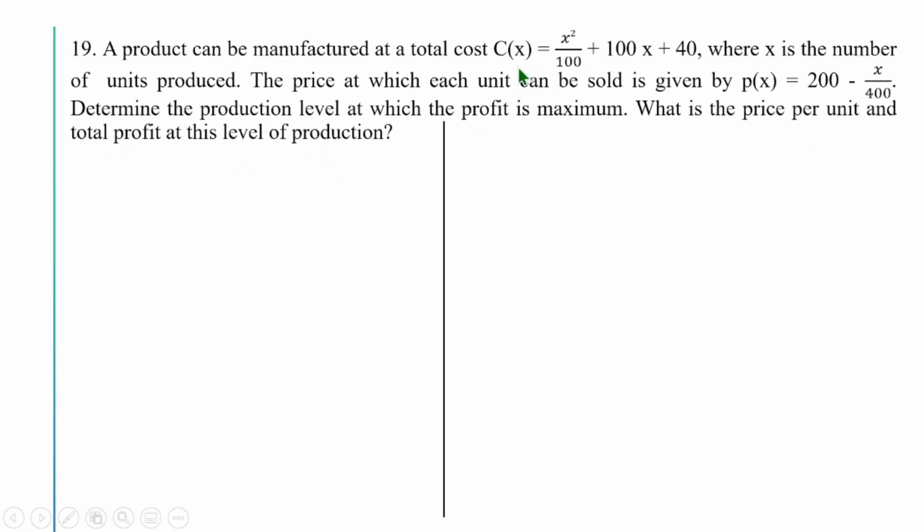So here the cost function is given and the demand function, the price per unit, is given. It is 200 minus x by 400. So now we have to find the production level at which the profit is maximum. So we have to maximize the profit. So P of x is given, so from that we can find the revenue function. R of x is equal to P of x into x. So it is equal to 200x minus x square by 400.